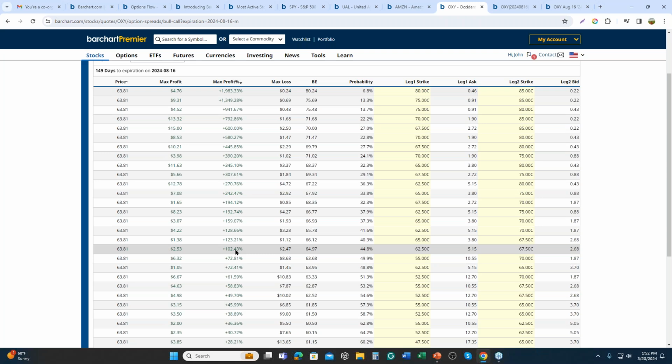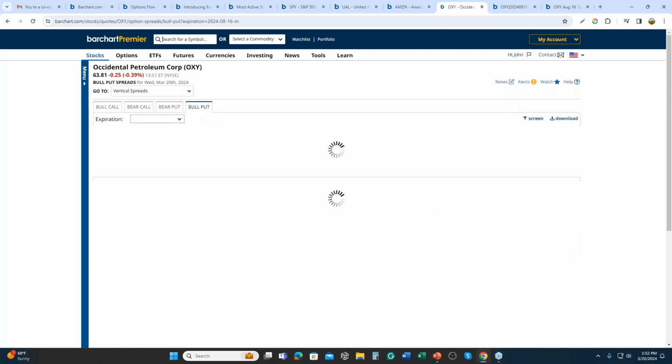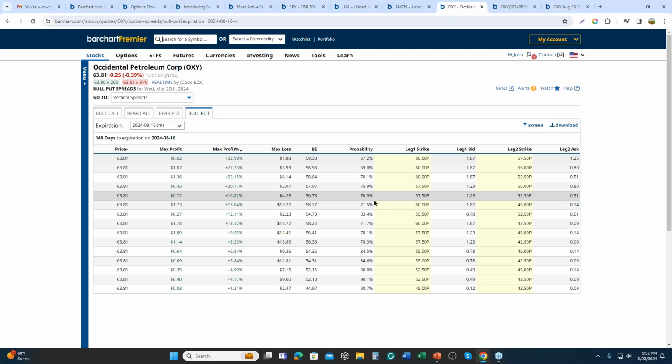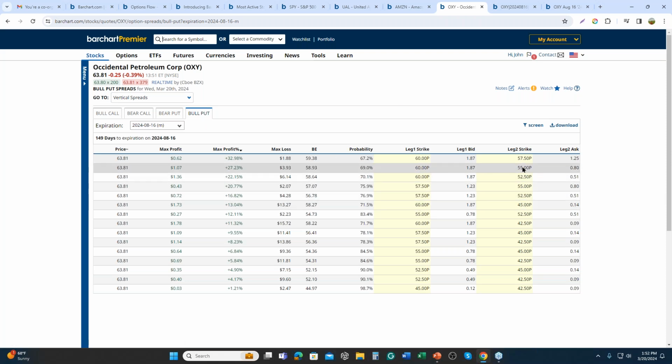Maybe you're not a debit type trader. Maybe you don't like to put money out. Well, what could we do next? Well, we could do a bull put trade. Again, looking at the price of Occidental, right? How about we do a 60/55 put, right? We sell the 60 put and buy the 55 put, right? We're going to take in $1 worth of credit. We're going to have about $3.90 worth of risk.